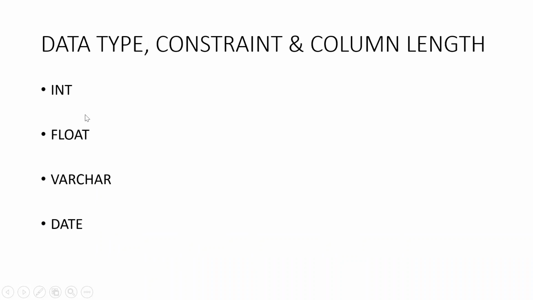Okay. So while creation of a table, we need to consider a few things. Let's first focus on data type and column length for today. I'll be coming to the constraint part quickly. While creating a particular table, we need to think about specific columns. So while creation of the table, my main thing should be columns.